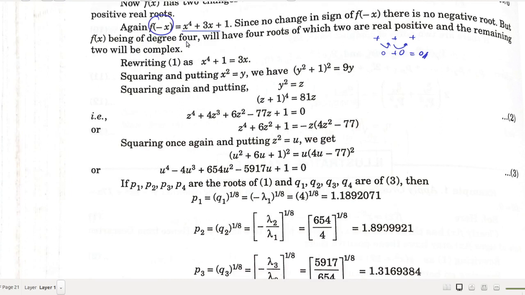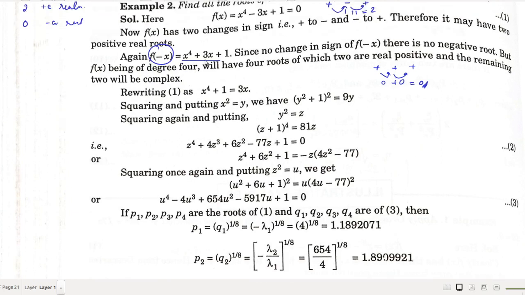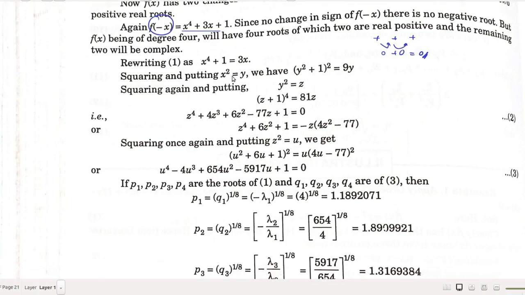Okay, so first of all we write this x raised to 4 minus 3x plus 1 equal to 0 as x raised to 4 plus 1 equal to 3x. Okay, and squaring and putting x square equal to y, you can get this one. I'm not going to elaborate this again. And substitute y square is equal to z, then you can get this one. And expanding this, you will get this equation.